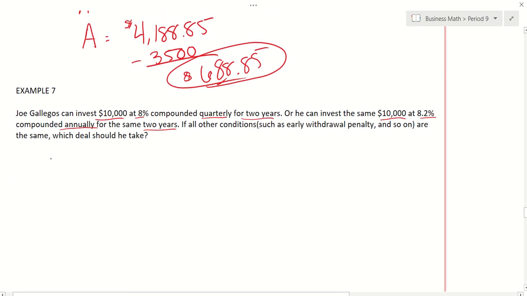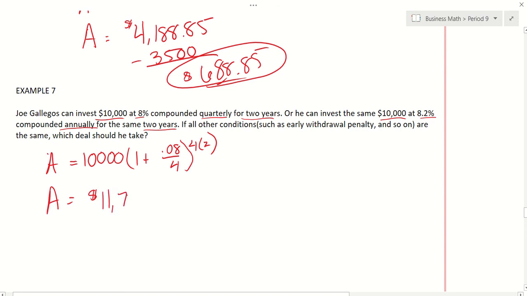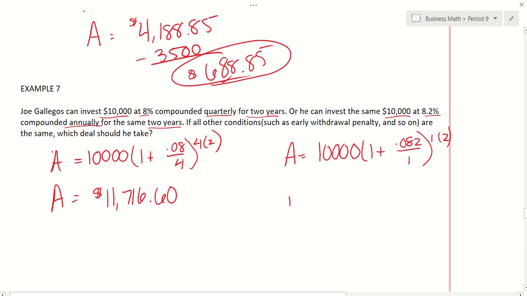Okay, let me start with the first one. 10,000, 1 plus 0.08, compounded quarterly means 4, to the 4 times 2 years. What does this one end up giving me? $11,716.60. Do the second situation. 10,000, 1 plus 0.082 this time, compounded annually, that's a 1, 1 times 2. What does that give me? $11,707.20.